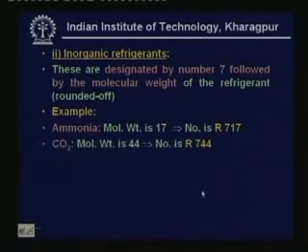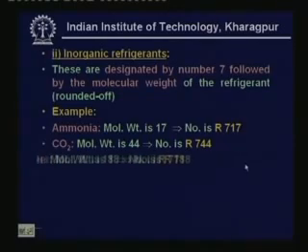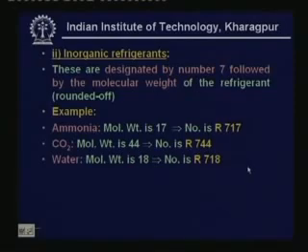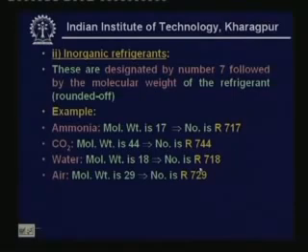Similarly, carbon dioxide, CO2, has a molecular weight of 44, so its number is R744. Water has a molecular weight of 18, so its number is R718. So, that means the last 2 digits show its molecular weight. Air has a molecular weight of 29, so its number is R729. Similarly, sulfur dioxide has a molecular weight of 64, so its number is R764.